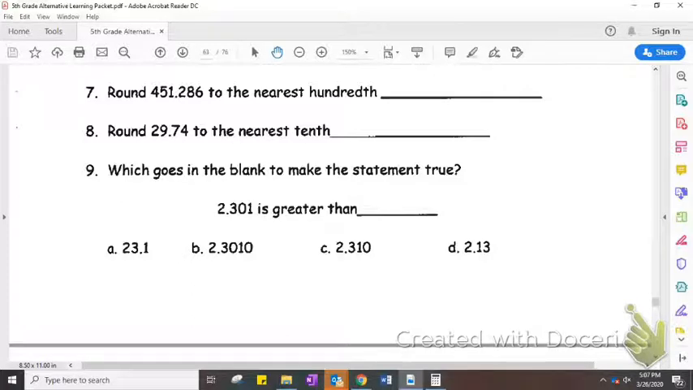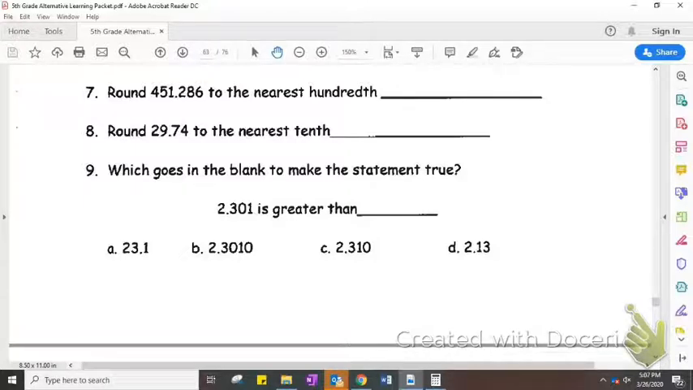Okay, 9. Which goes in the blank to make the statement true? We've got the number 2 and 301 thousandths. Okay. So, let's look at choice A. Actually, let's put these all in order. Like, let's put these all on top of each other. It helps us compare them.